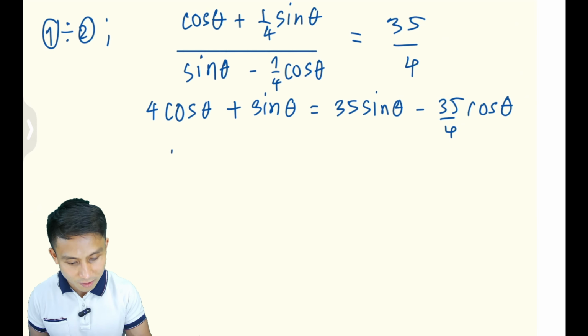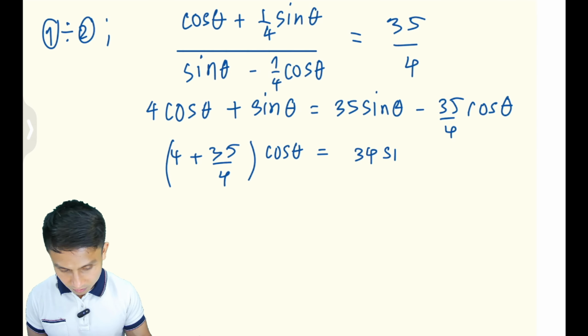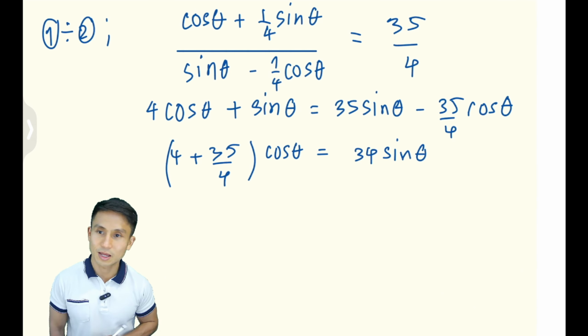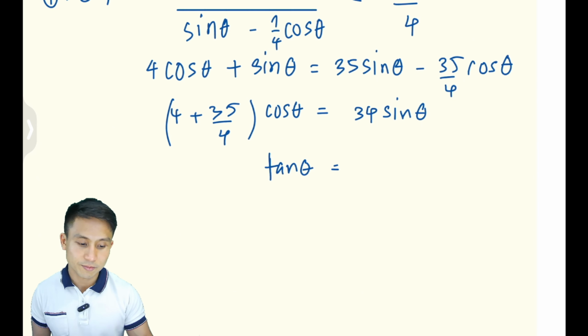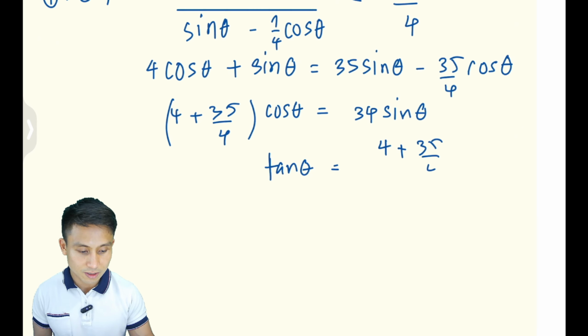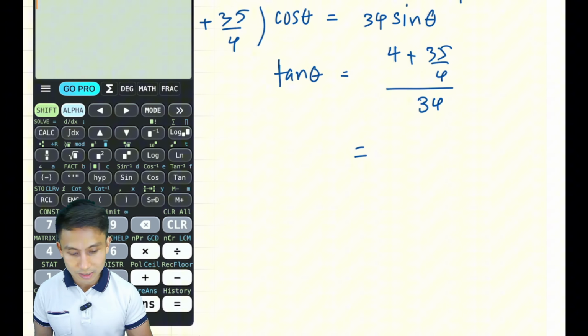So cos to the left, we have 4 plus 35/4 cos theta. And that would be just 34 sine theta, simply. And that's it, you get the tan now. So the tan theta will be, you would have to move 34 to this side, right? Like this, to get the tan. Okay, let's use a calculator for that.